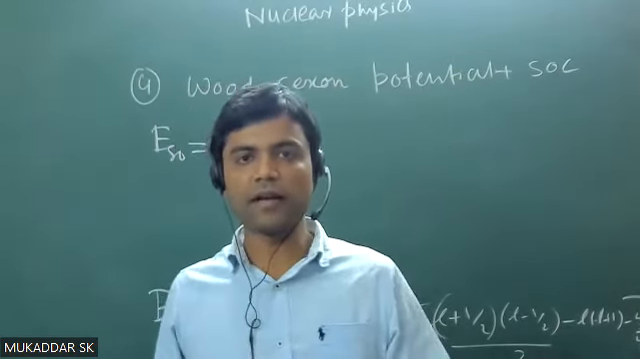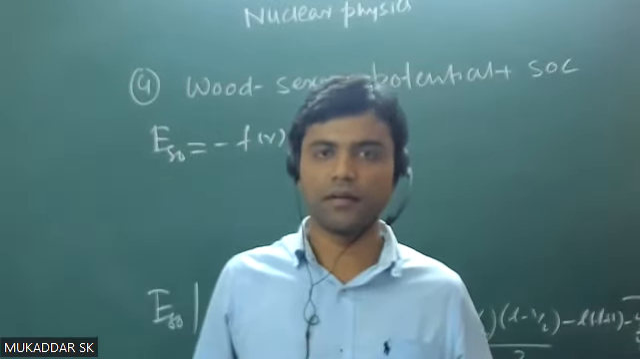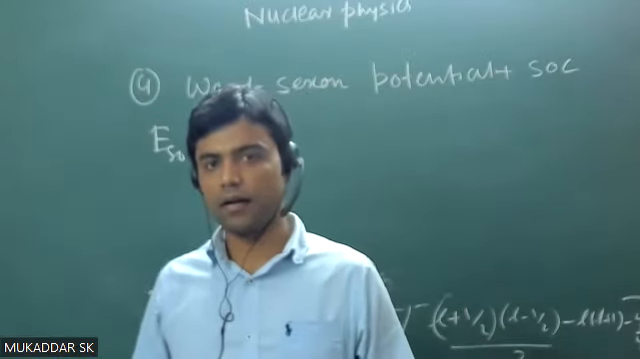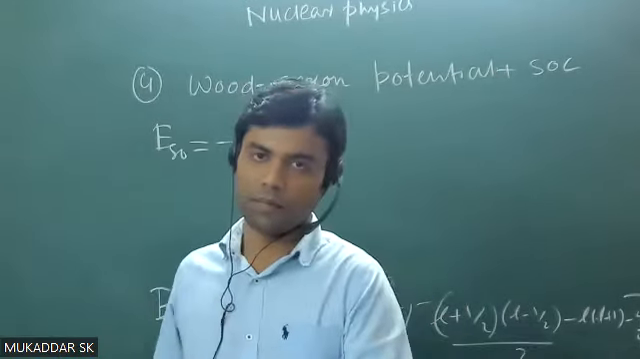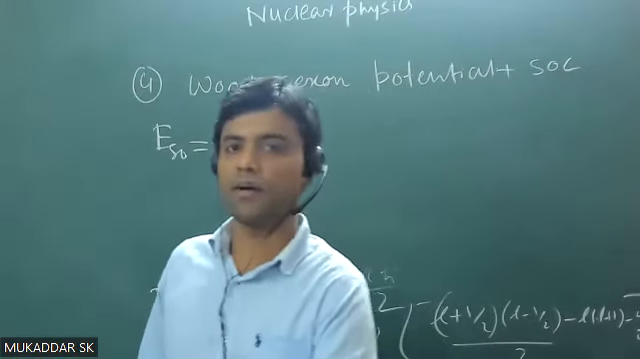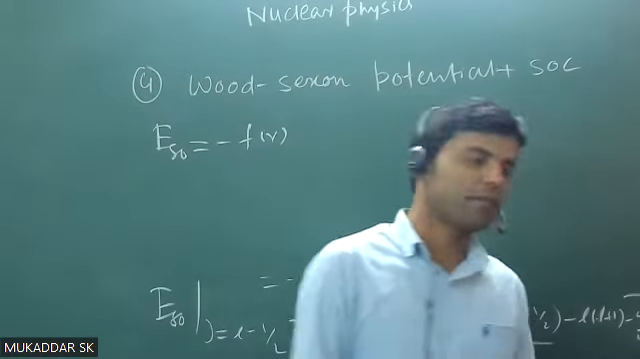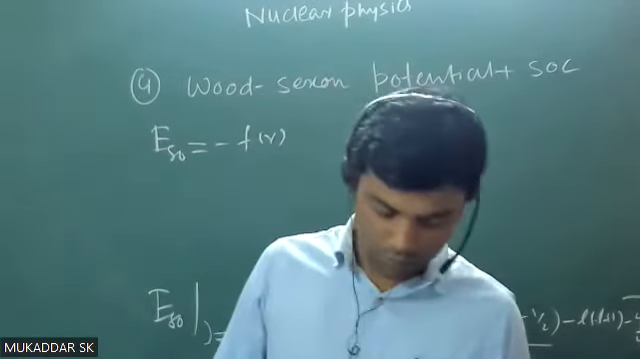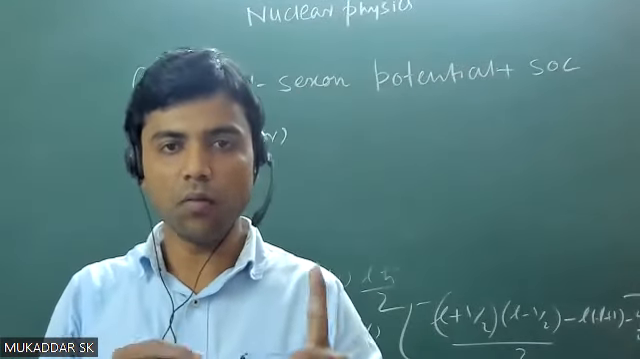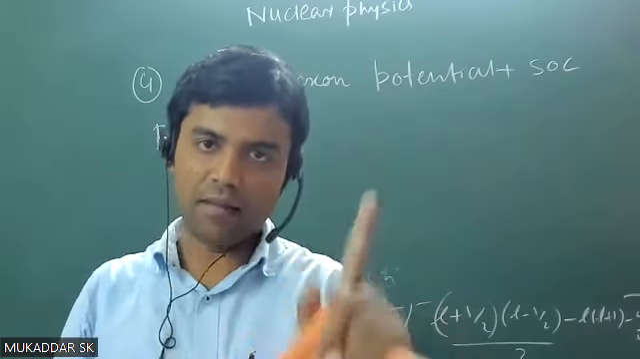When you take J equals to L minus half, it doesn't mean S equals to minus half. L and S are anti-parallel. So S will always be half, irrespective of J equals to L plus half or L minus half. So last term will be minus 3 by 4, and you have H cross square. Do you understand what I am saying? This is the case when L and S are anti-parallel.